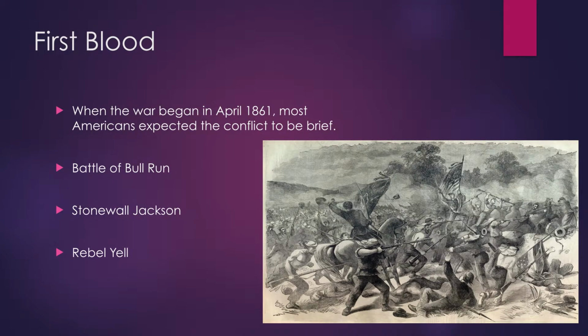When the war began in April of 1861, most Americans expected the conflict to be very brief, especially if you lived in the North. You thought there was no way the South and the Confederacy could match the Northern, the Union, advantages regarding manufacturing. When President Lincoln called upon the governors and states of the Union to furnish him with 75,000 soldiers, he asked for an enlistment period of only 90 days. So think about that.